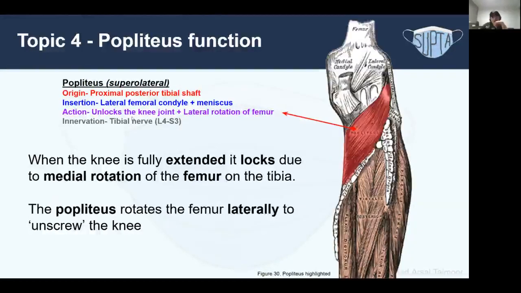Because of that, you can call it the pop and lock muscle, but it's the popliteus, and it originates from the proximal posterior tibial shaft, around about here, and then inserts onto the lateral femoral condyle. It originates from the proximal posterior tibial shaft, because obviously this is more medial, and then it inserts all the way on the lateral side, the femoral condyle, and also the meniscus. It's innervated by the tibial nerve.